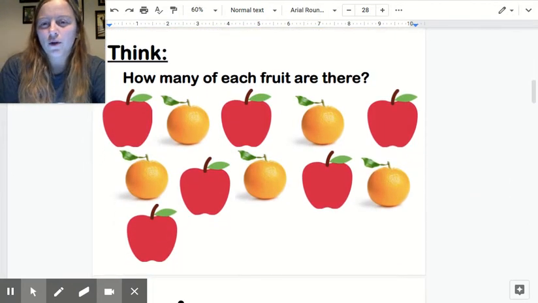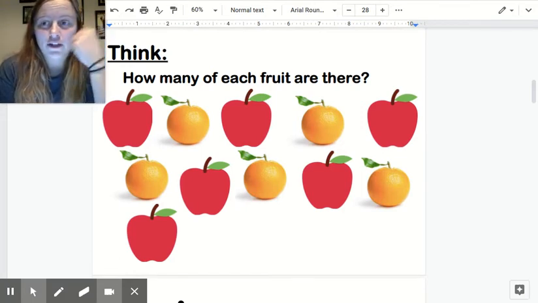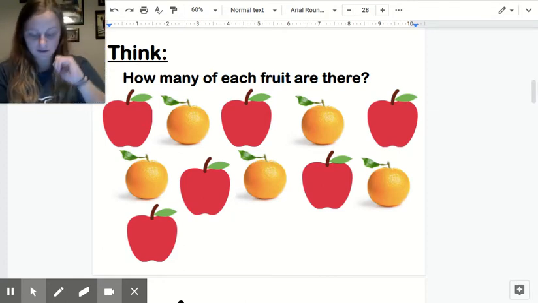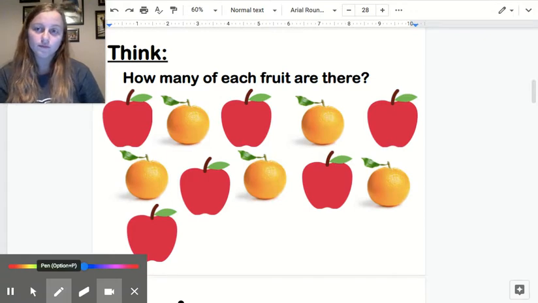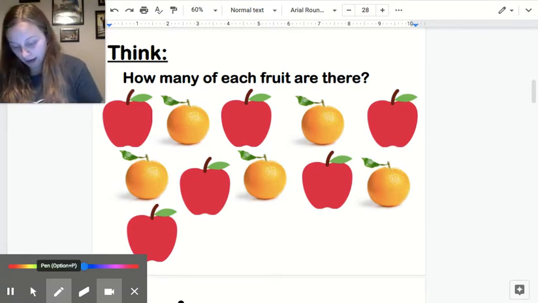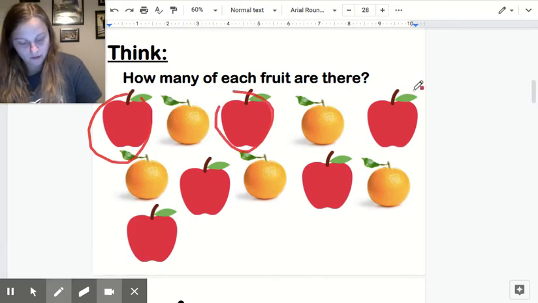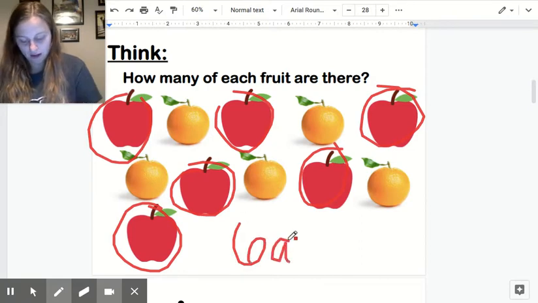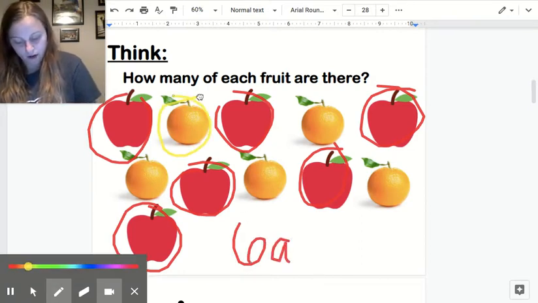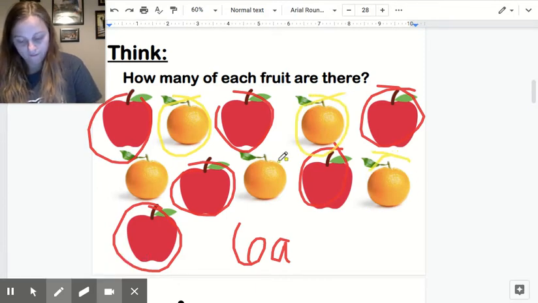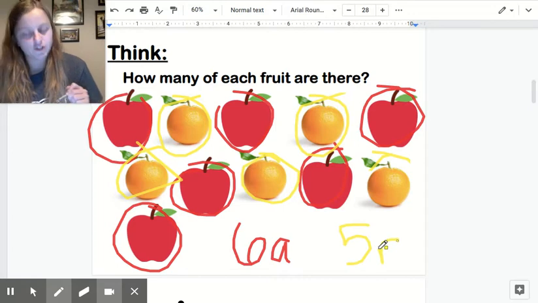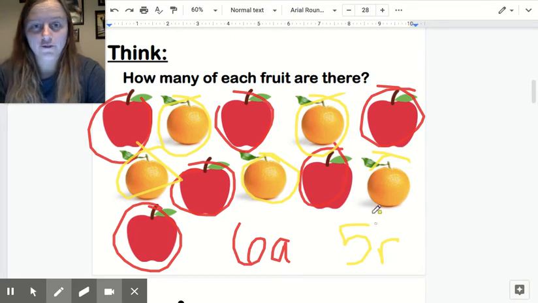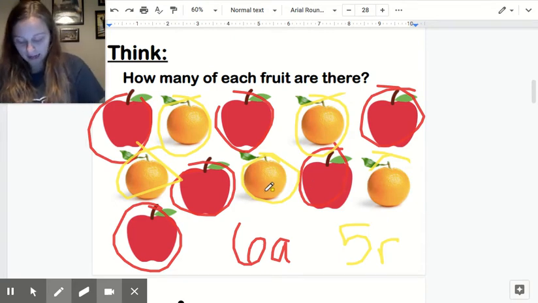So I want us to think real quick, how many of each fruit are there in this picture? If you were to count up the apples and count up the oranges, how many fruit do you see? Well, if I were to count my apples, I have 1, 2, 3, 4, 5, 6 apples. And if I were to count my oranges, I have 1, 2, 3, 4, 5 oranges. I'm going to put an R for oranges because O sometimes tends to look like a number, and that might look like 50 instead of 5. So I have 6 apples and I have 5 oranges.